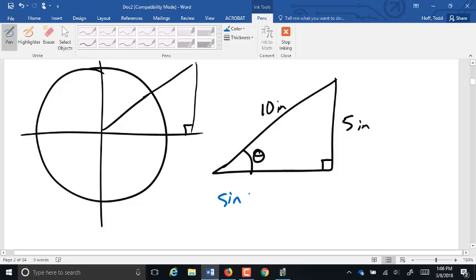what is the sine of angle theta? Well, sine is opposite over hypotenuse, right? The 10's obviously the hypotenuse. The 5 is the opposite. So that's just 5 over 10, or 0.5.